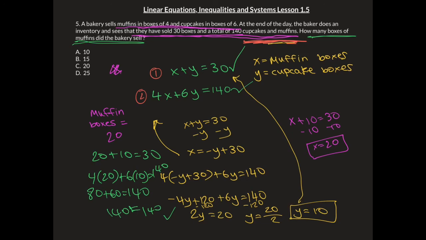And now let's go to our answer choices. We've got A is 10, B is 15, C is 20, D is 25. We had 20 total muffin boxes. So that means our answer will be C.